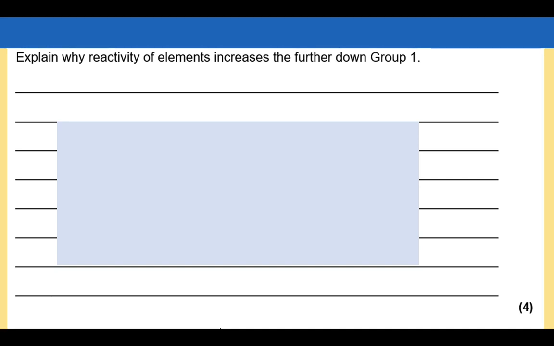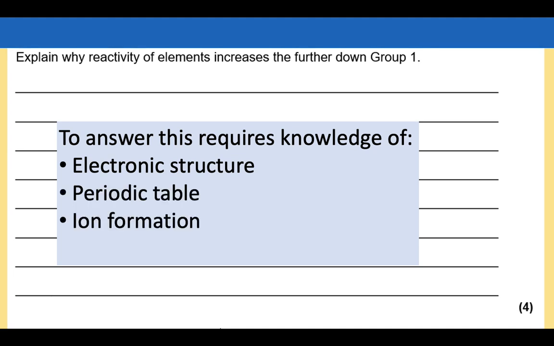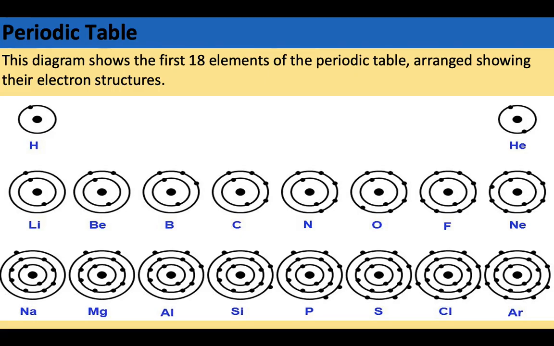So today we're going to try and answer this exam question, which is: explain why reactivity of elements increases further down group 1. Now to do this we need to revise 4 things. One is electron structure, periodic table, ion formation and also electrostatic forces. So let's have a look at the electronic structure first.